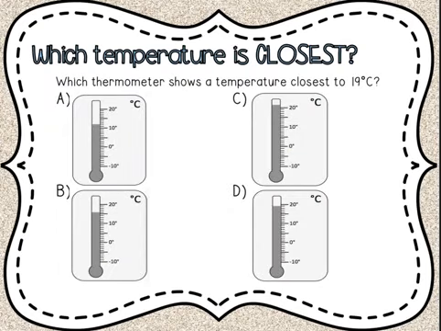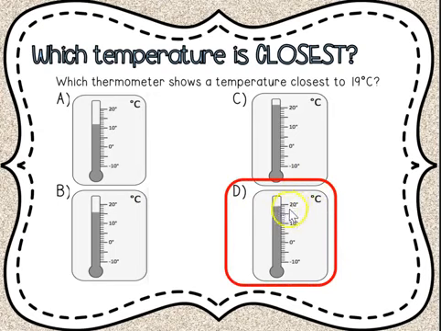Which thermometer shows a temperature closest to 19 degrees Celsius? Here I see 20 degrees here, 20 degrees, we've already passed it here. And D. D is definitely the closest because 20 degrees Celsius is at the top and one below is 19 degrees.